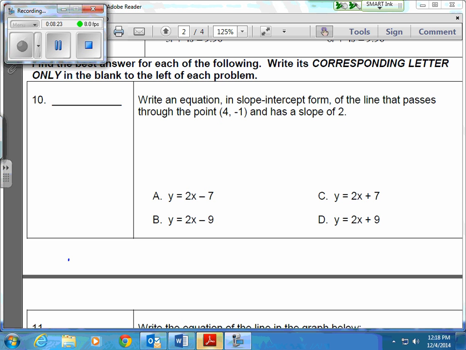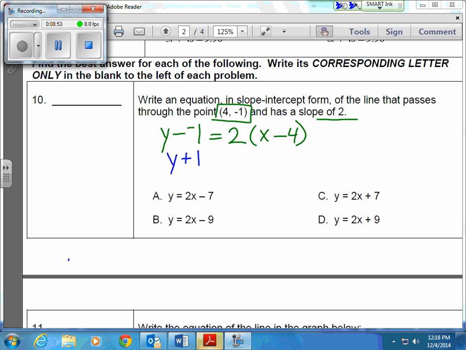All right, number 10 is a review. We're writing an equation in slope-intercept form. It goes through the point 4, -1, has a slope of 2. So we know a point, we know the slope. We're going to use point-slope form, which is y minus y1, which is -1, equals m, which is 2, times x minus x1, which is 4. So we need to simplify this.